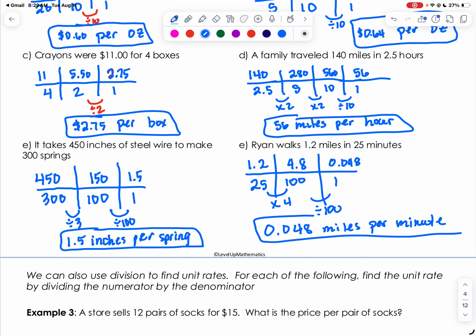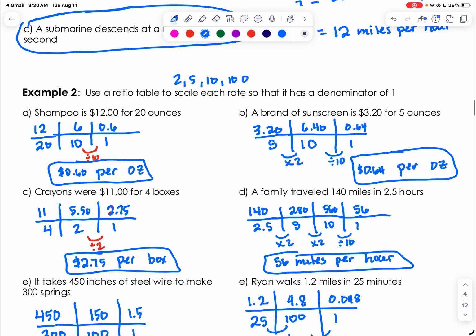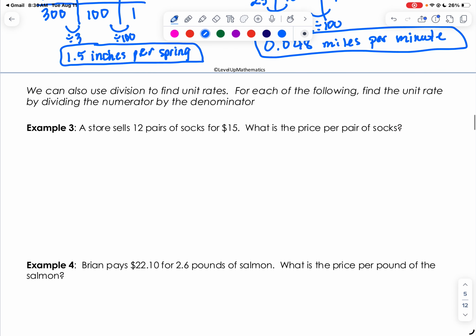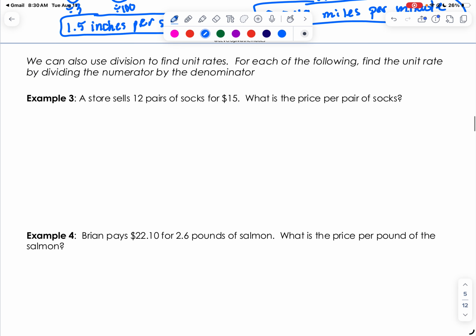So that's one way to find a unit rate, is to take your original rate and scale it to 1 through the use of friendly numbers like 2, 5, 10, 100. Okay. Now, a second way we can find unit rates is with long division. So look at example 3.